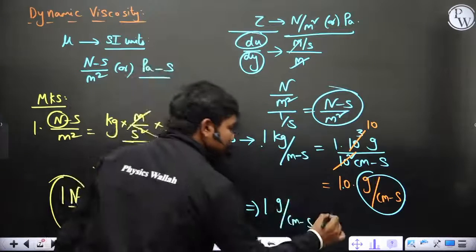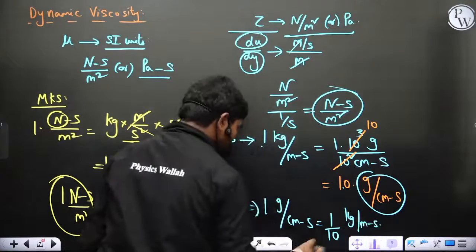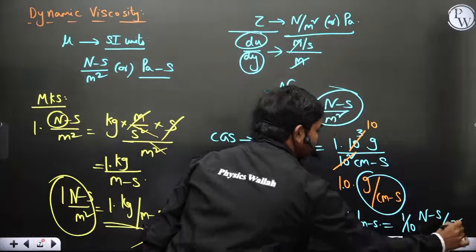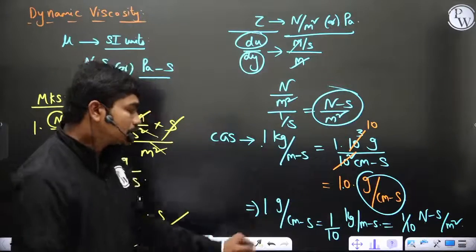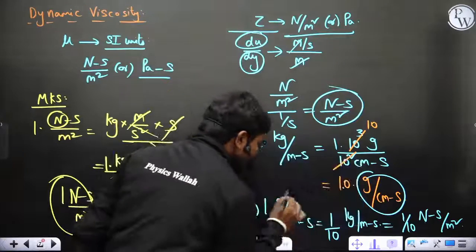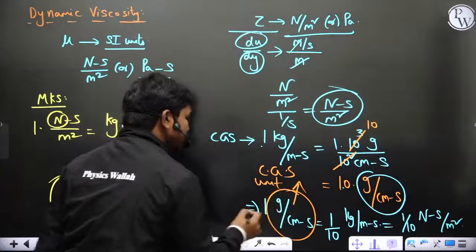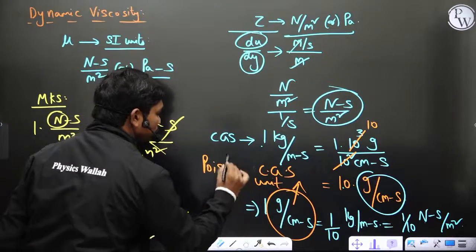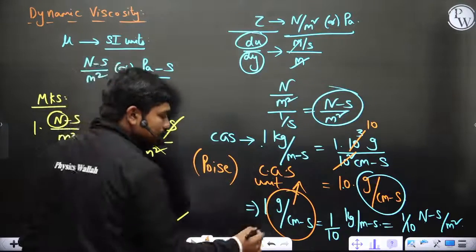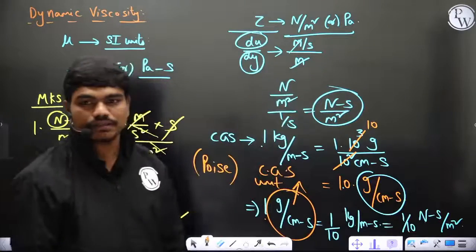If it goes to the other side, it is 1 by 10 kg per meter second, and this is also the same as 1 by 10 Newton second per meter square, because these are the same. So 1 gram per centimeter second is basically the CGS unit, and it is named after this physicist, which is Poise. The CGS unit of dynamic viscosity is called Poise, and you can clearly see 1 Poise is equal to 1 by 10, which is 10 power minus 1 Newton second per meter square, because of simple conversions.